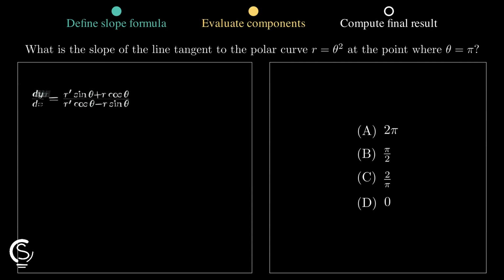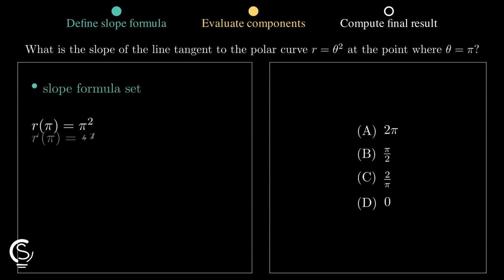Next, evaluate r and its derivative at pi. Since r is theta squared, r is pi squared, and its derivative, 2 theta, becomes 2 pi at our specific point, you see.